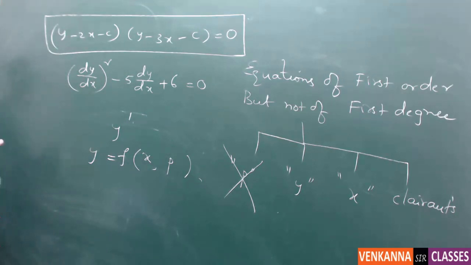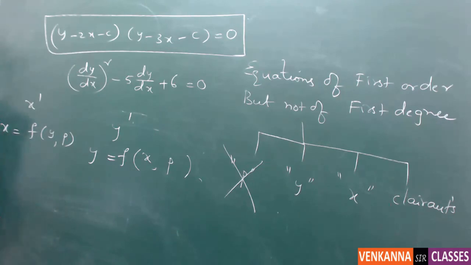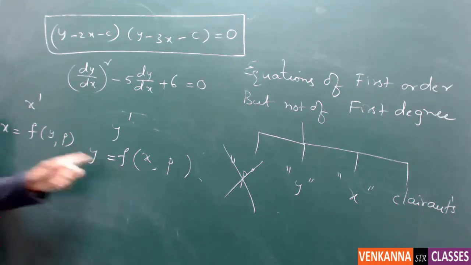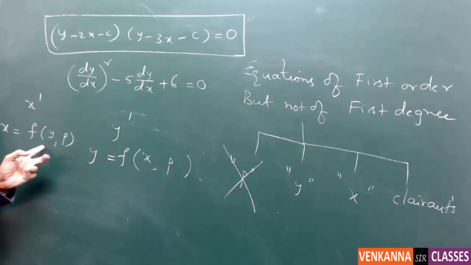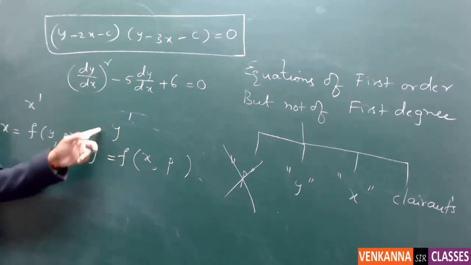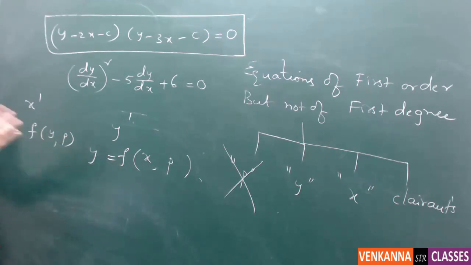Similarly, in the whole equation, if x has power 1, then it is possible to write the equation as x is equal to some function of y and p. So on the right hand side, you have y and p terms, and the remaining will not be present. So this equation is called solvable for y, and this equation is called solvable for x. How are we determining that? Only based on power. If y has power 1, it is solvable for y. If x has power 1, it is solvable for x.